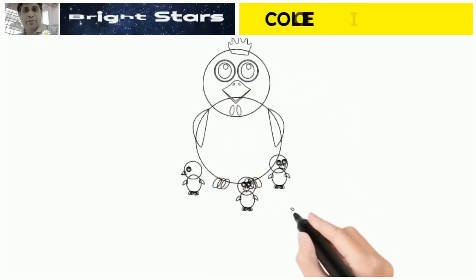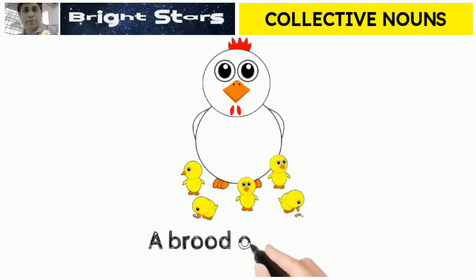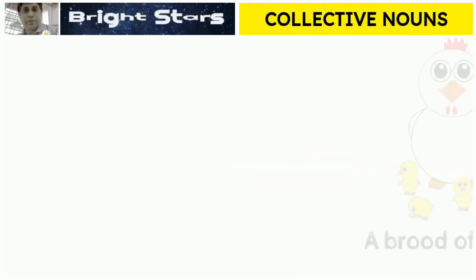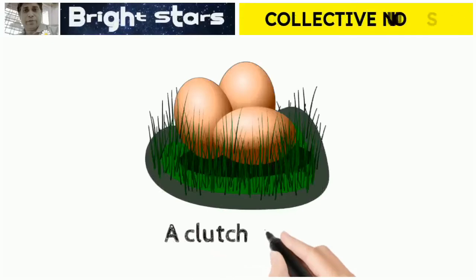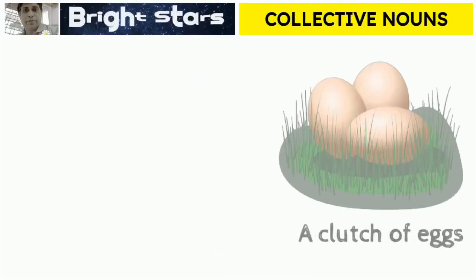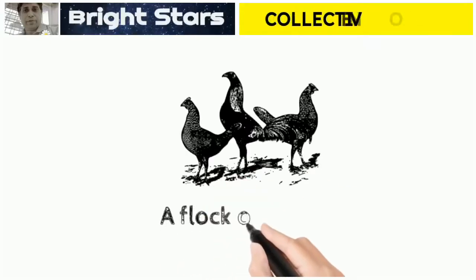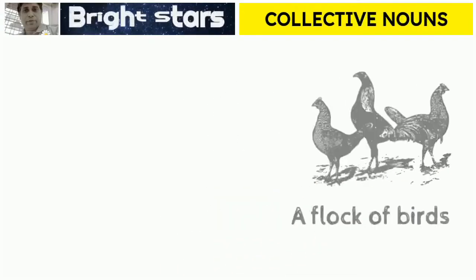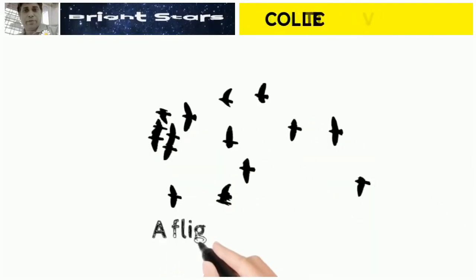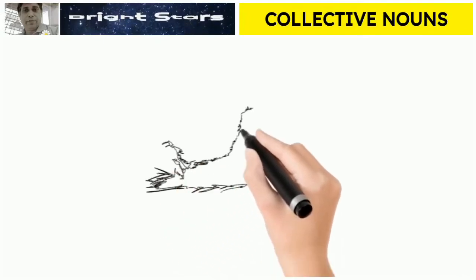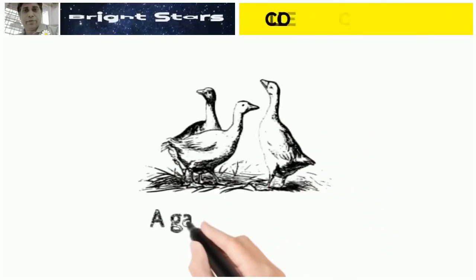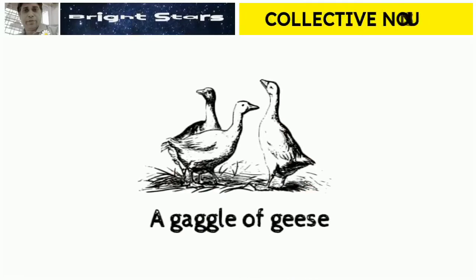See, collective nouns of birds, a brood of chicks. Likewise, a clutch of eggs of one female bird. Next, a flock of birds. A flock of sheep is also there. Next one is a flight of birds which are flying. In the same way, a gaggle of geese.